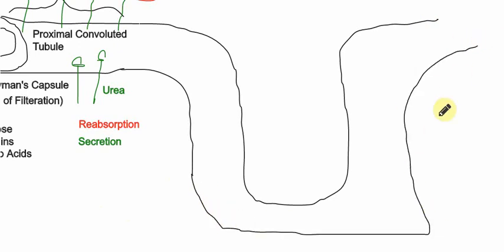So there's a couple things that you have to know about the loop of Henle. You do have to break it down into two parts, the descending and the ascending. What's going down, like here, is the descending, and what goes up is the ascending. What you do have to know is that the descending is permeable to water, so water will actually leave, H2O.